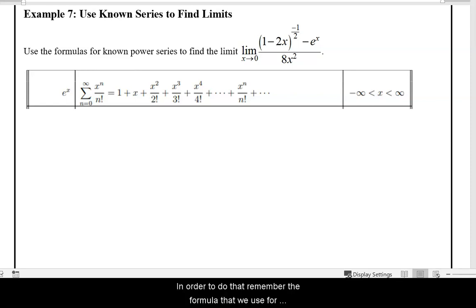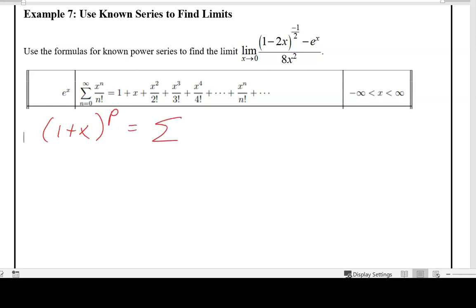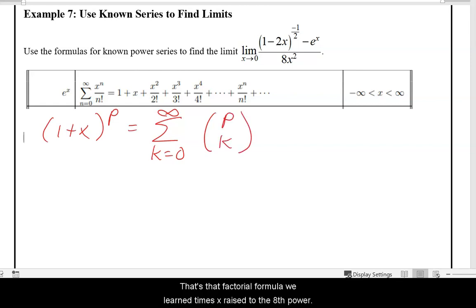In order to do that, remember the formula that we use for binomial series. The formula is as follows. 1 plus x raised to the p power, p for power, will give us the sum from k equals 0, or you could use n instead, to infinity of p choose k, that's that factorial formula we learned, times x raised to the kth power.